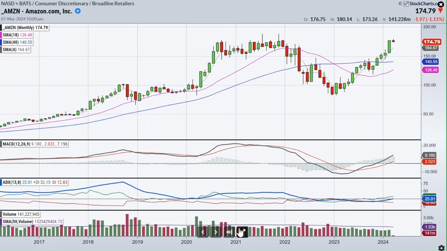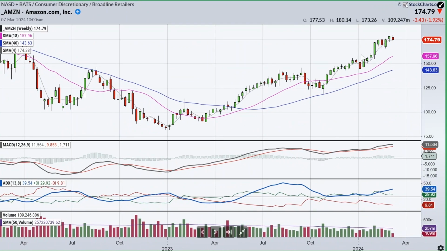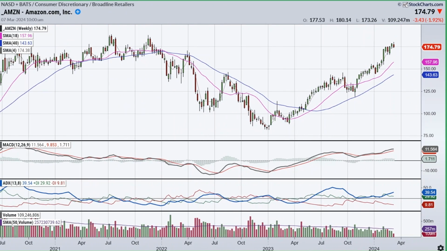Let's look at the weekly though. The weekly, to me, is a little interesting because when I look at what's taking place in most of the big stocks that have made big moves, I've got momentum confirmation on both MACD and ADX.